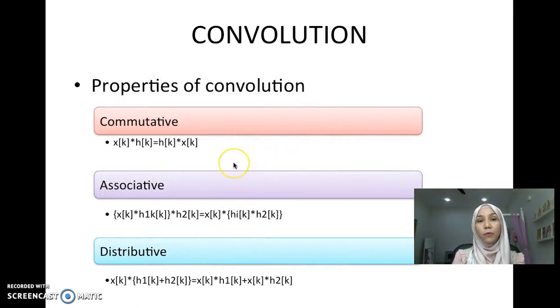So there are three properties of convolution, which are commutative, associative, and distributive. Commutative is x[k] convolution with h[k] equals h[k] convolution with x[k]. Associative is x[k] convolution with h1[k] and convolution with h2[k] equals x[k] convolution with the convolution of h1[k] and h2[k]. Distributive is x[k] convolution with h1[k] plus h2[k] equals x[k] convolution with h1[k] plus x[k] convolution with h2[k].